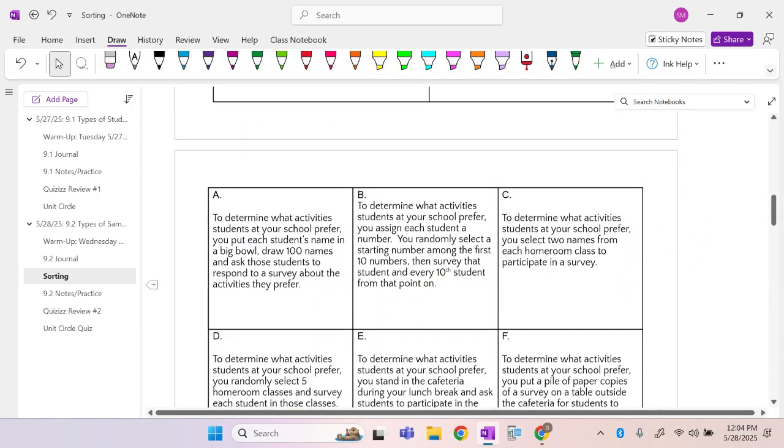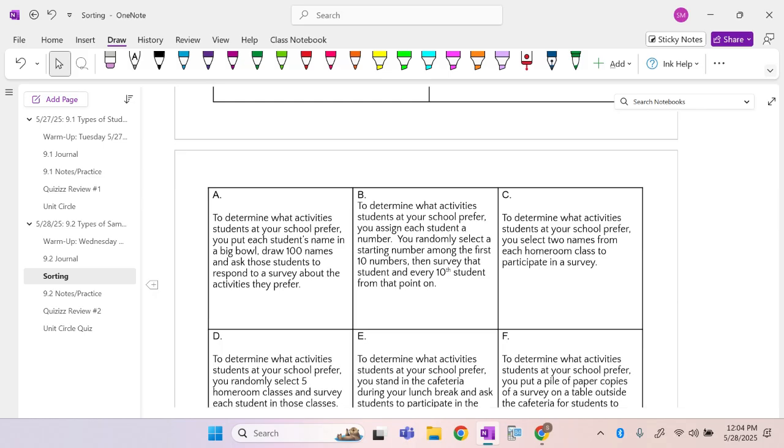You're just naming what it is. So, is it simple random sample? Is it stratified? Is it a cluster? Is it convenience? Voluntary? What do you think it is? What type of sample did they just take? To determine what activities students at your school prefer, you put each student's name in a big bowl, draw 100 names, and ask those students to respond to a survey about what they prefer. So write it down.